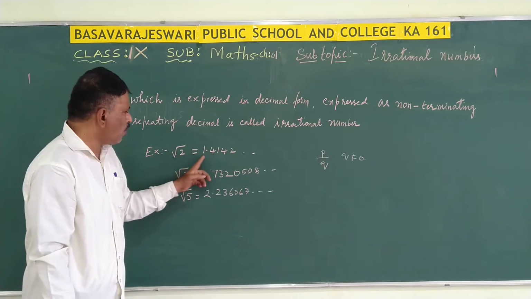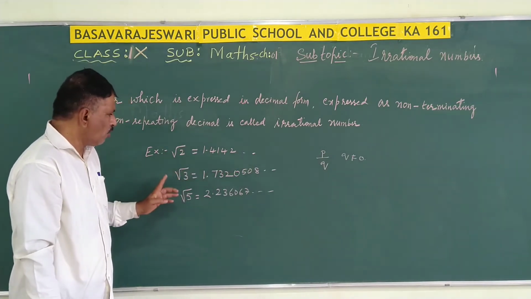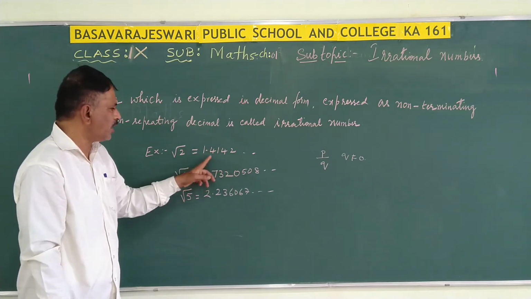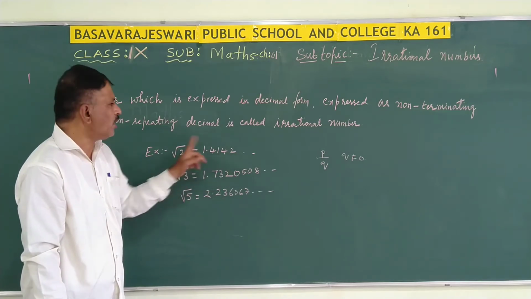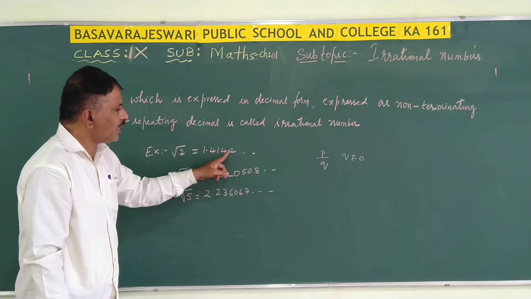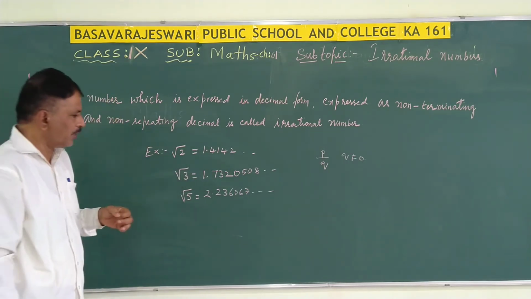See, root 2 is 1.4142, it keeps on with different numbers. We didn't get 41, 41, 41. We got 4, 1, then next 4, then we got 2. You should get 1 again; if you get 1, it will be repeating. Since after 4 we didn't get 1, we got 2, hence it is non-repeating. That means 1 is not repeated.